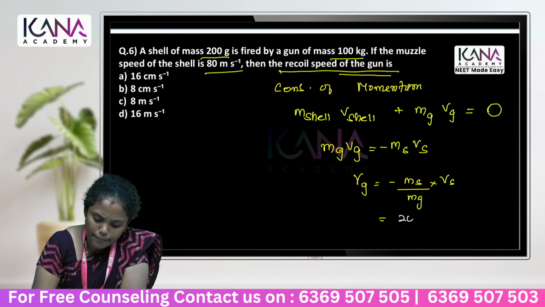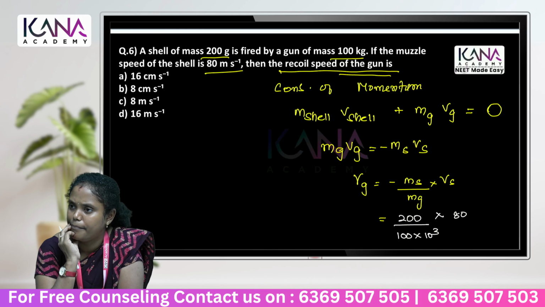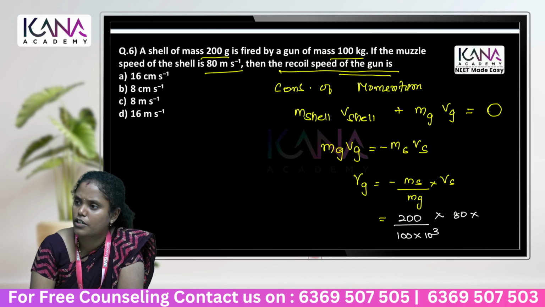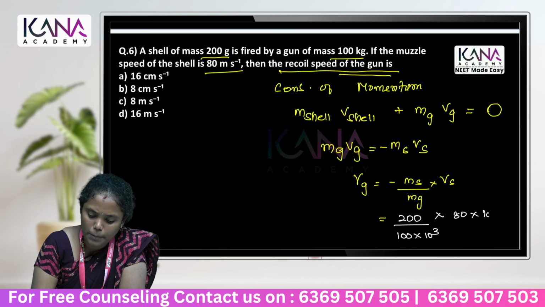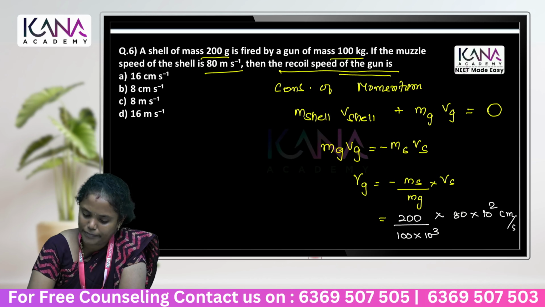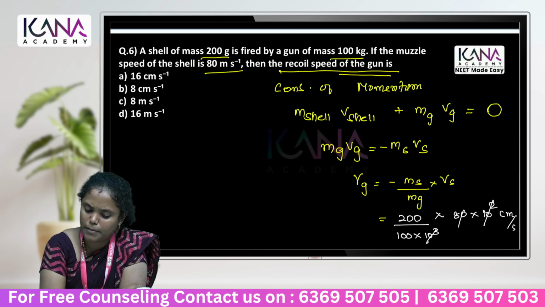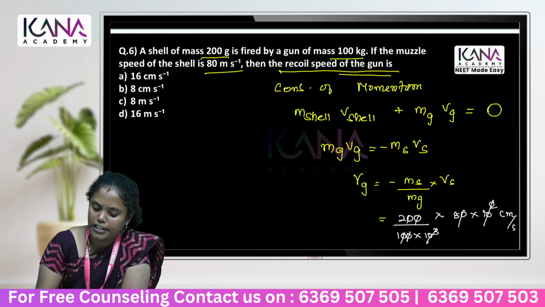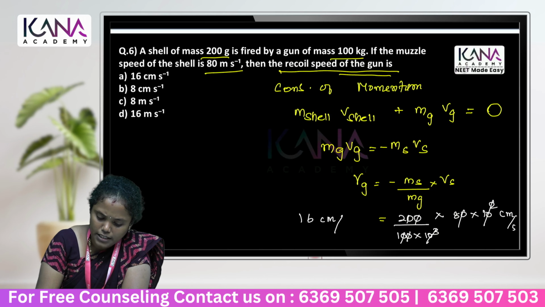ms is 200 gram by 100 into 10 to the power 3. I took that also in grams. Then 80 meter into centimeter, 10 to the power 2 centimeter per second. Yeah, it's cancelled. The 10 to the power 3 we can cancel as well. Again 2 zeros cancel. 8 into 2 is 16 centimeter per second.